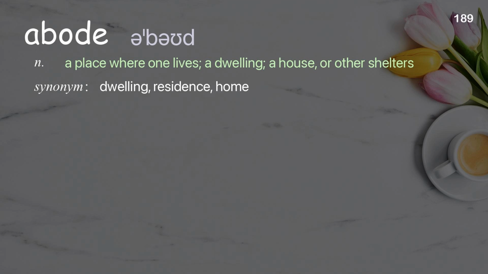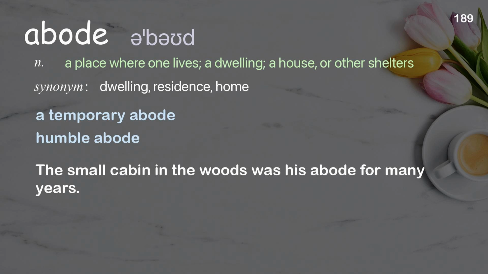Abode. A place where one lives, a dwelling, a house, or other shelters. Examples: A temporary abode. Humble abode. The small cabin in the woods was his abode for many years.